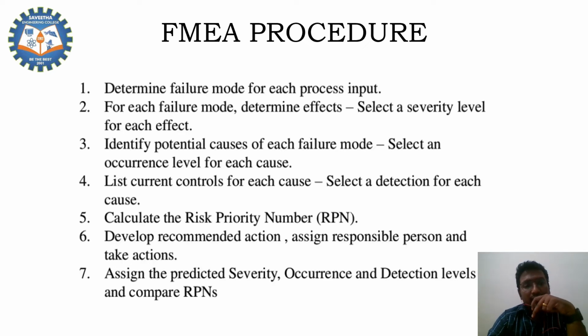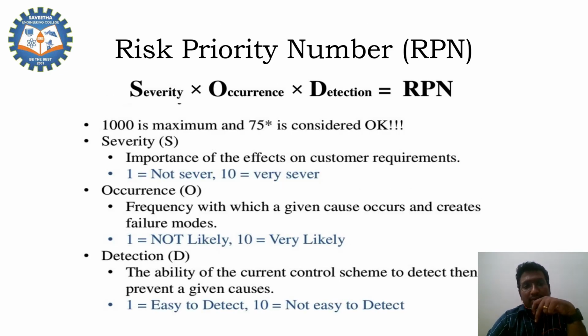Then calculate the risk priority number, that is called RPN. RPN is nothing but severity into occurrence into detection. So develop a recommended action. You will be doing many actions. From that, develop the recommended action which satisfies all the conditions. So assign the predicted severity, occurrence and detection levels and compare RPN. As we said, RPN is severity into occurrence into detection. 1000 is the maximum level for RPN and 75 is considered okay.